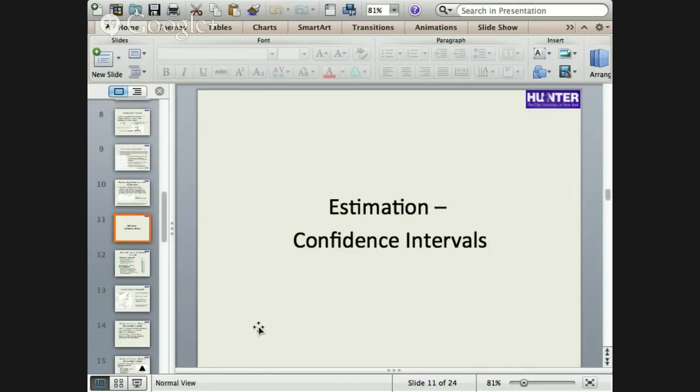So confidence intervals. And this is our first estimation problem that we're doing in this class, and the rest of the class basically is going to be estimation. Yes, question.